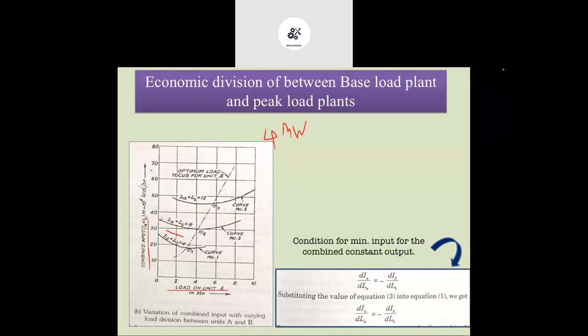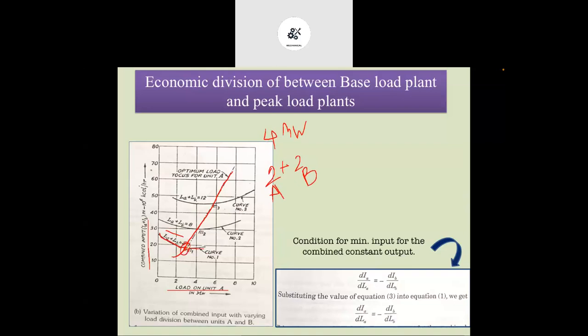In the first graph, consider the requirement is 4 megawatts. We are going to distribute this load between two different power plants. This curve is the overall efficiency curve, or we can say the combined input versus load curve. The first curve has maximum efficiency, the second and third curves have less efficiency. The dotted line gives you the locus for the particular unit A.